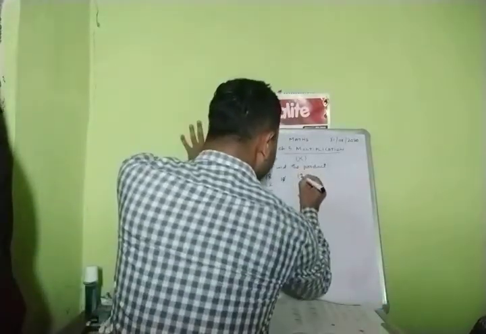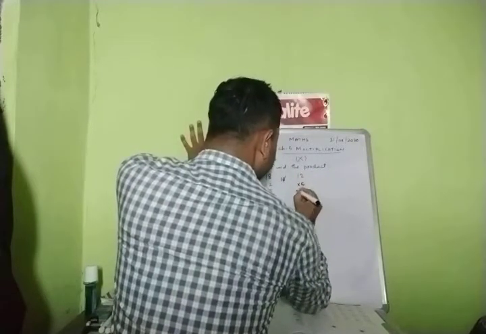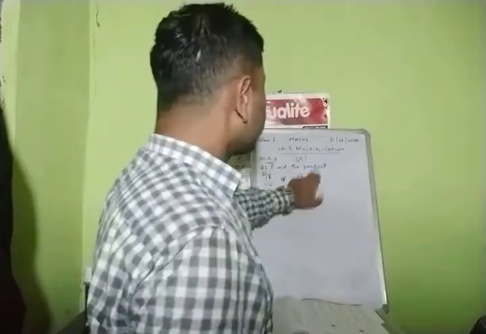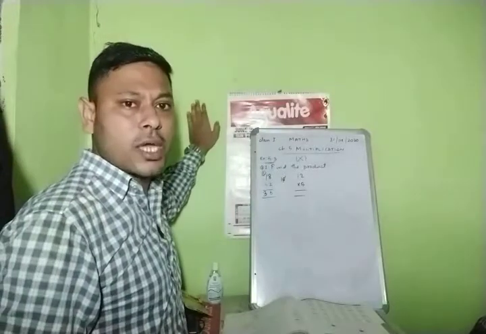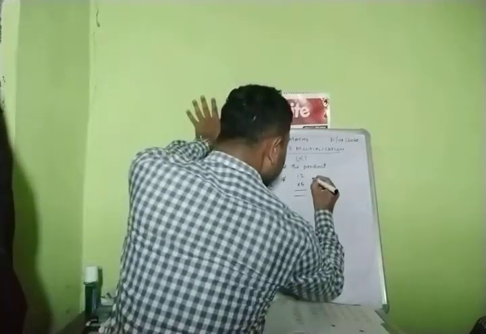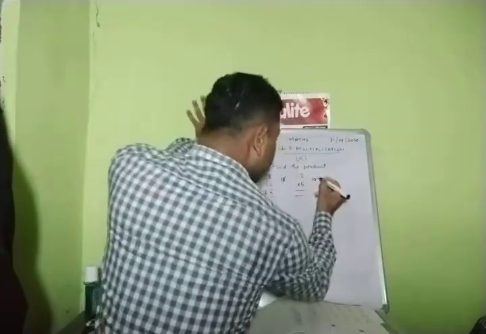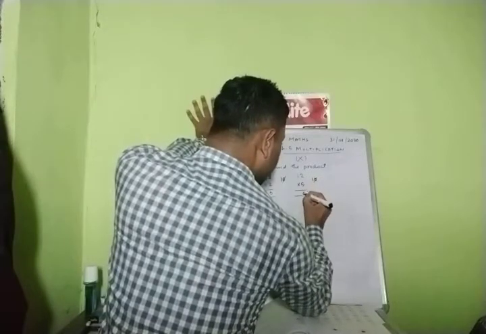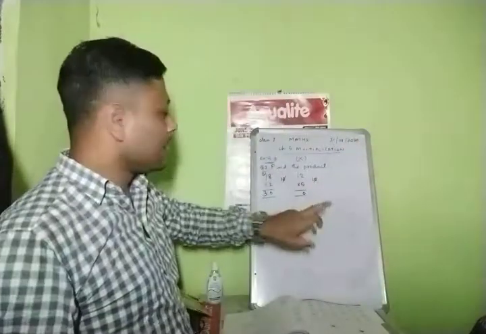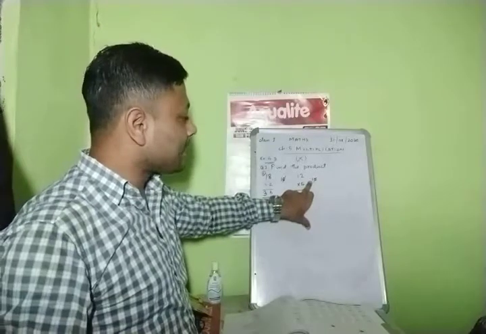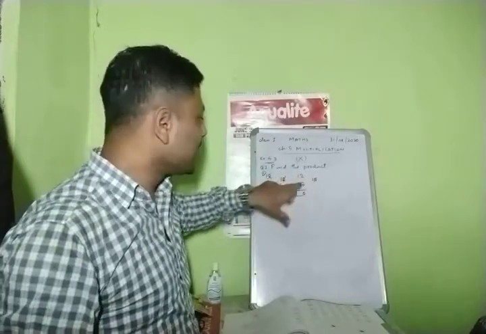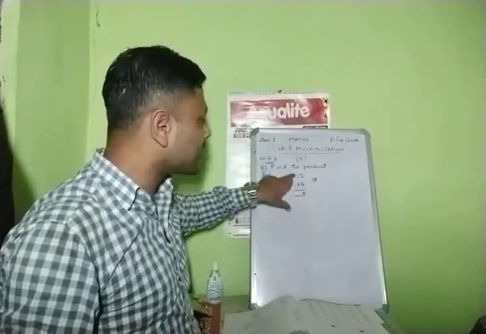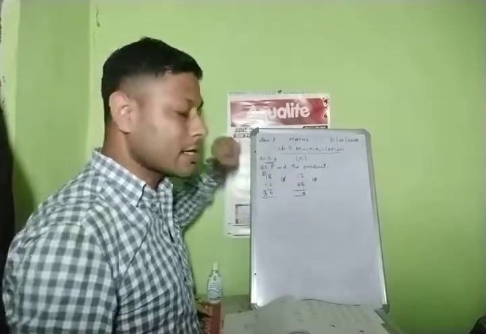12 into 5. See here. 5 2s are... 5 1s are 5. 5 2s are 10. So write 10 inside. What is the first number? 0. You write 0 here and cross it. Cut this 0 here. Then what is left? 1. Right? Now multiply this. 5 into 1. 5 1s are 5 and plus 1, 6.